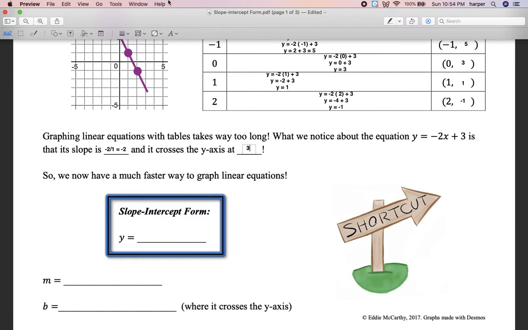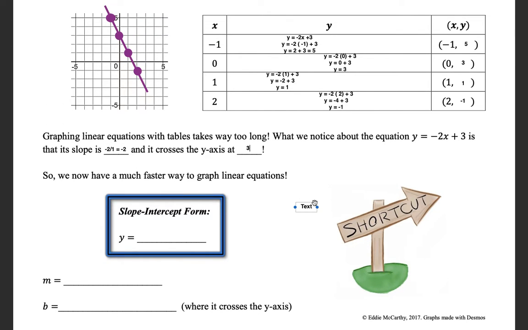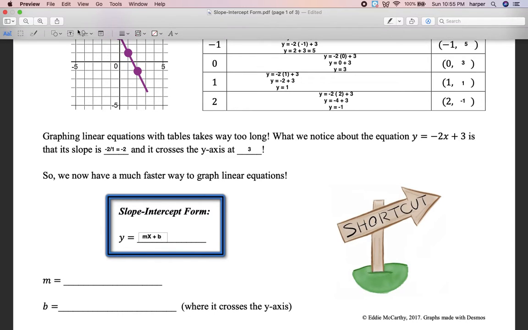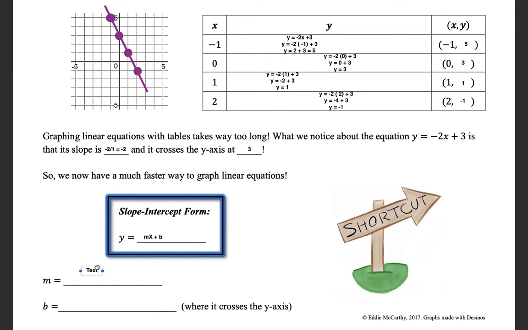That is actually the slope-intercept form. Wow, look, we found it. My favorite equation on the whole entire planet. Now, slope-intercept form is y equals mx plus b, the slope plus b, which represents the y-intercept. So this formula right here is what we're going to be doing the next couple days.